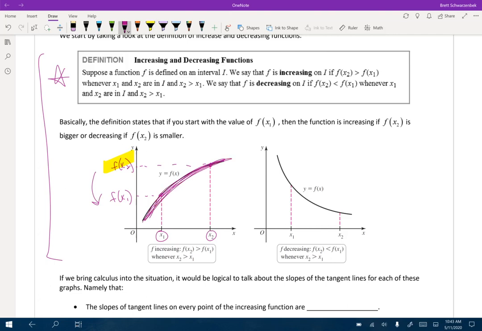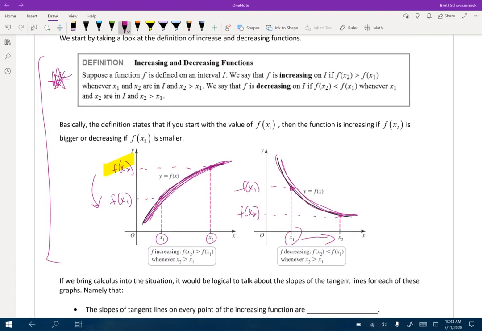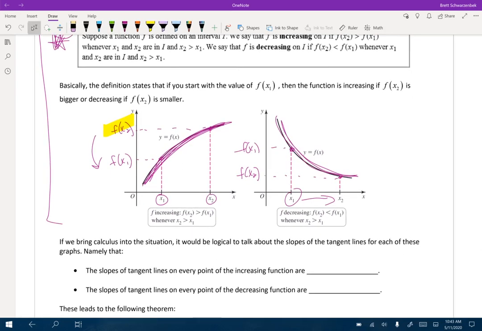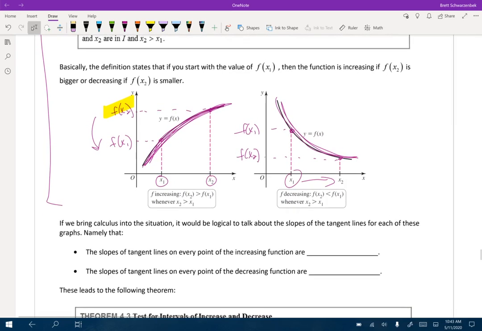Same thing goes over here. If you find your first point up here at f of x1, and then you find your next point, which is down here at f of x2, then if you're going from here to here and the y's are decreasing, then of course we're going to have a decreasing function. So this is exactly what this definition is stating, but with a graphical explanation, which is much easier to come up with. Even though this is true, that's more of an algebraic interpretation. We need something where the calculus comes into this whole situation.